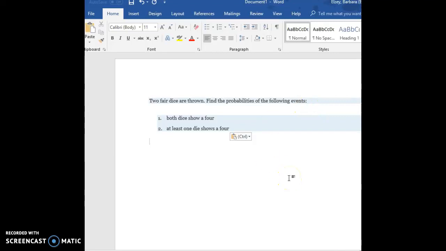All right, so let's look at this example. Two fair dice are thrown. We want to find the probabilities of the following events. First, that both dice show a 4, and second, that at least one die shows a 4. Okay, so let's first list the sample space.